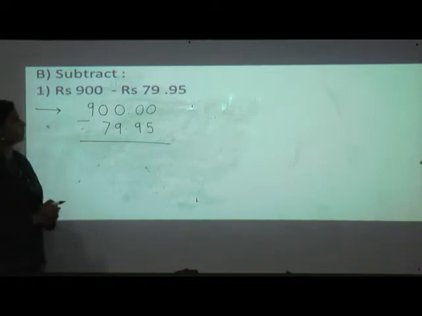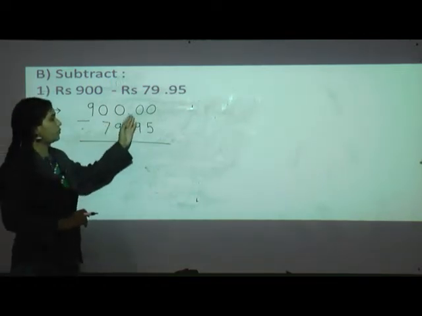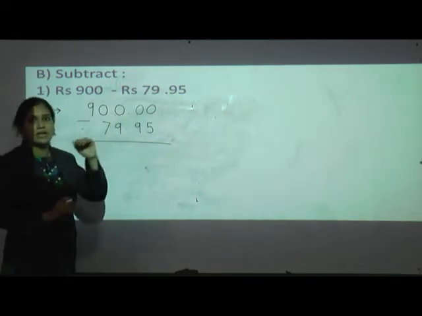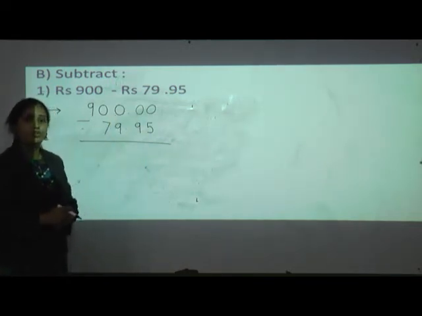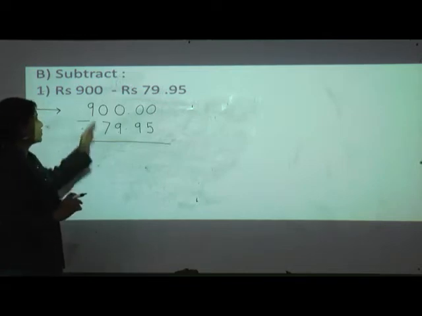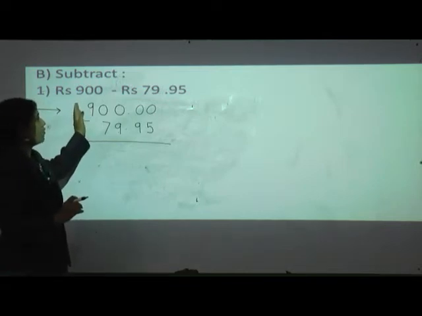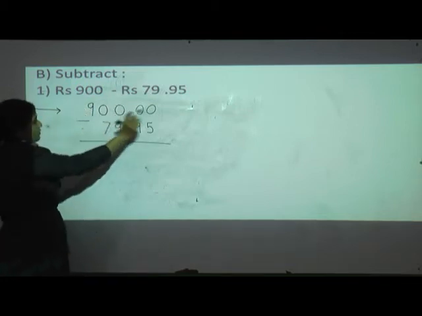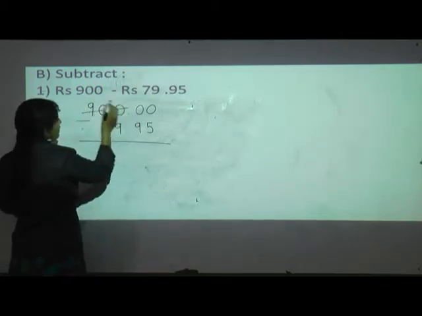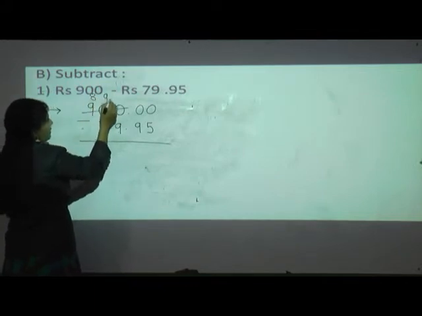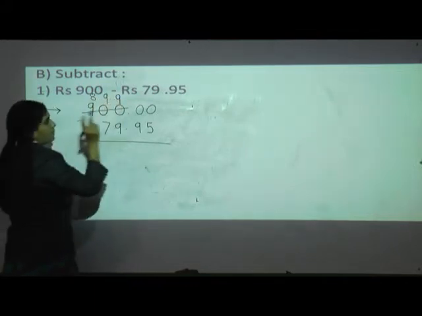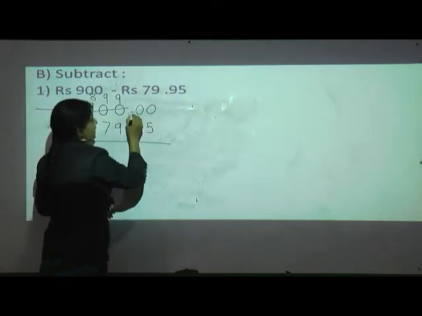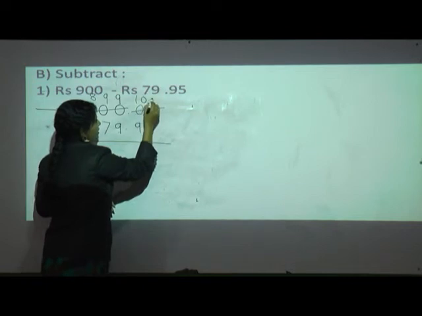Okay. Now we can't subtract 95 from 0. Yes, no? Because this one is a less number than 95. So what to do now, students? Yes. So borrow 1 rupees from rupees column. So here if you subtract 1 from this column, you will get here 899 rupees. But 1 rupees means 100 paise. Yes, no? So that's why here write 100.